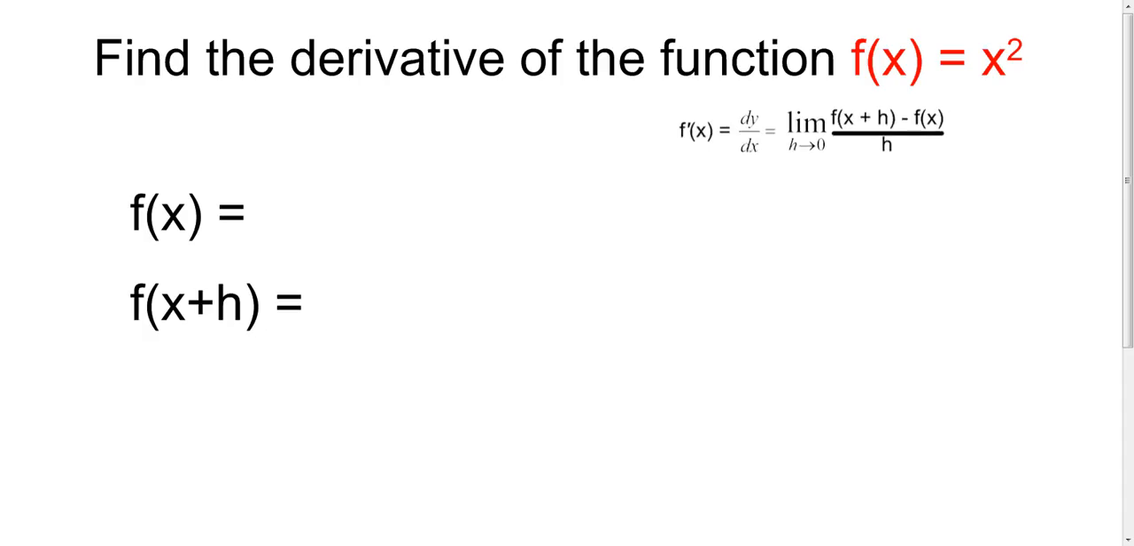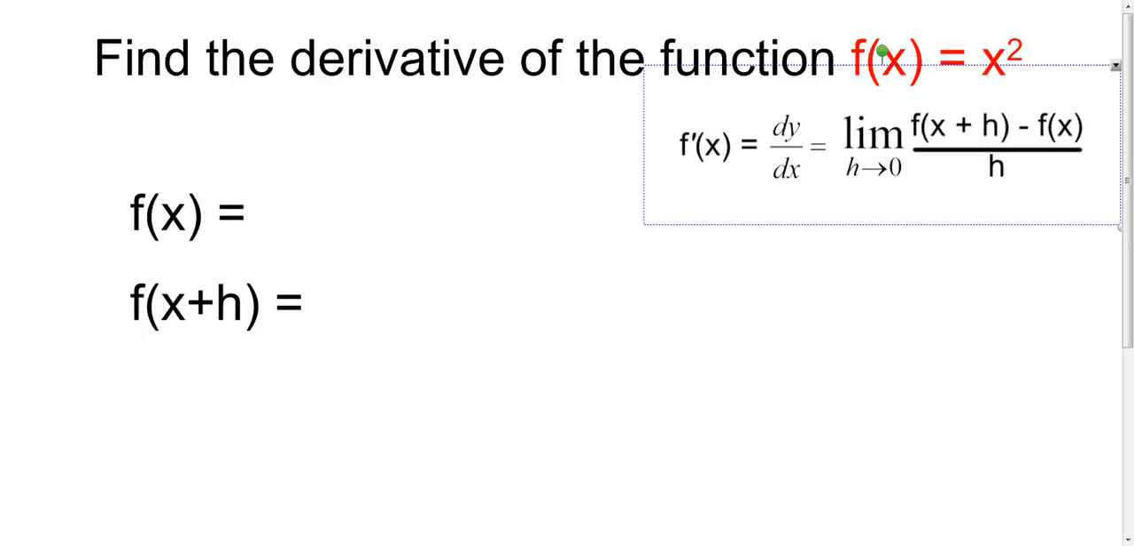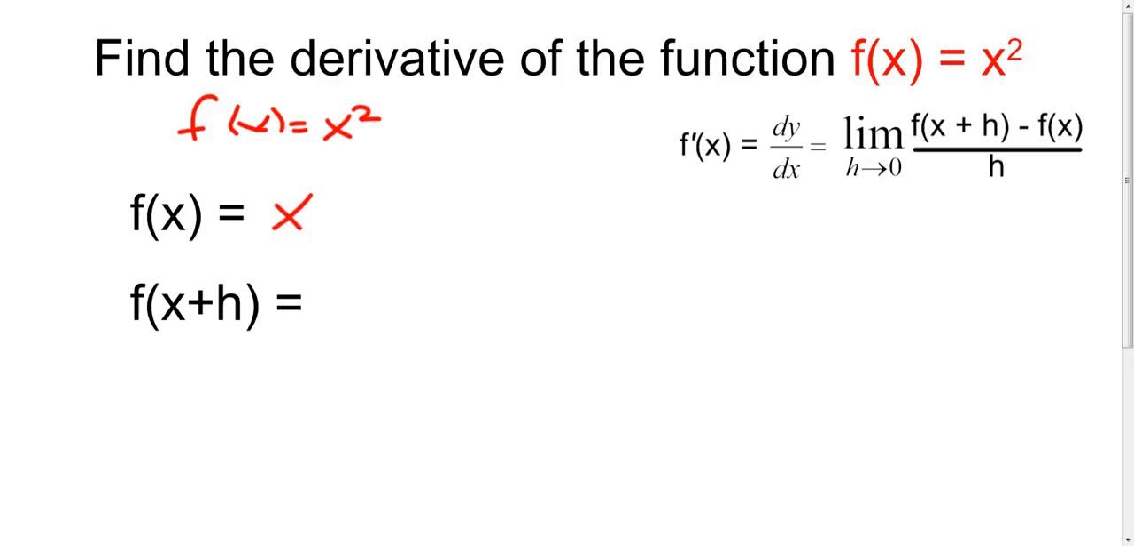Same kind of formula right here. It's just that you're not plugging a number in this time. You're only plugging x values in. So here what I'm telling you is that f of x equals x squared. I gave that to you. f of x plus h would be like plugging x plus h in. So that would be (x plus h) squared in this case, which becomes x squared plus 2xh plus h squared.